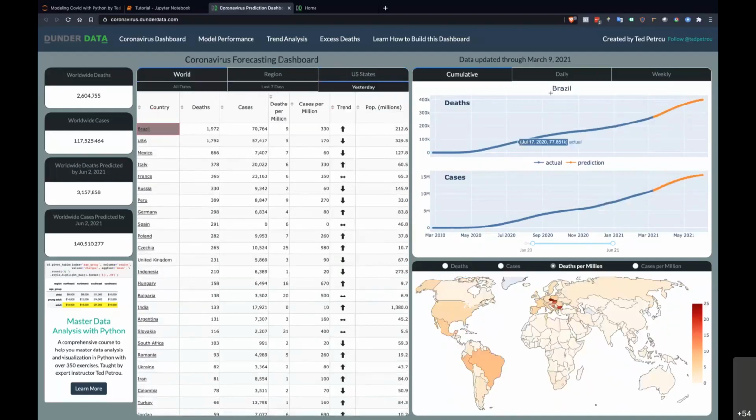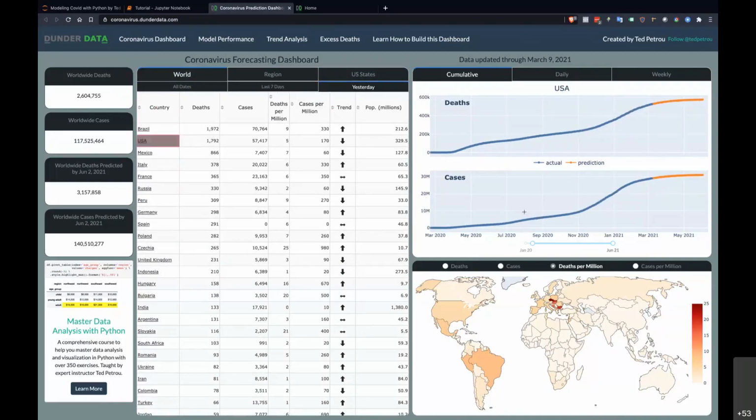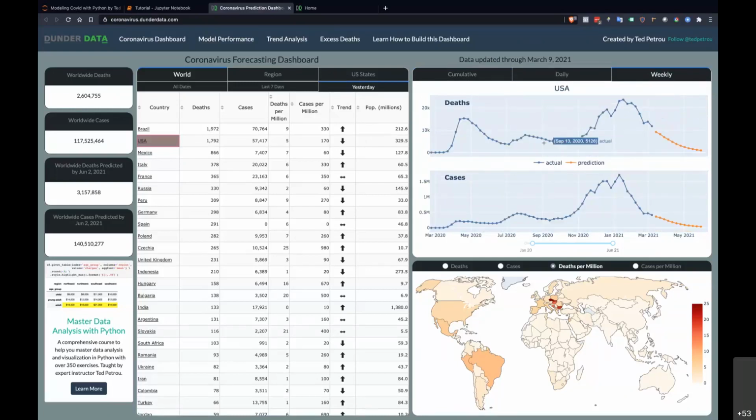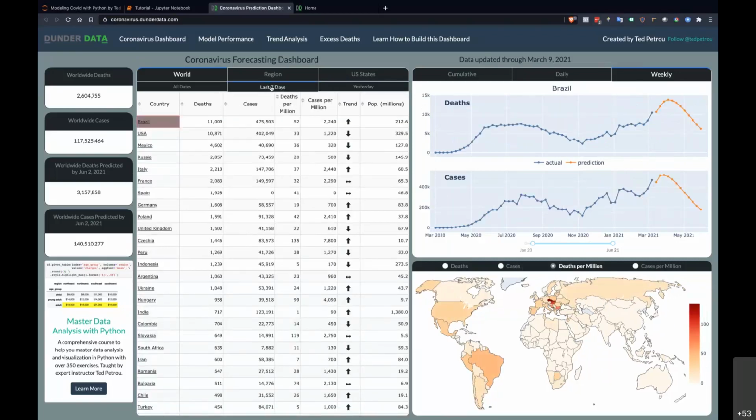You'll notice that the graph of each country or state or region is presented over here on the right-hand side. The cumulative is shown first, so this is a graph that will always be increasing. Then there's the daily number of cases and deaths, and the prediction is in orange over here. Then weekly, we have it aggregated by week, so this is the total by week. On the bottom, you just have a map that's color coded, and that is pinned to the length of time, either all dates, last 7 days, or yesterday.